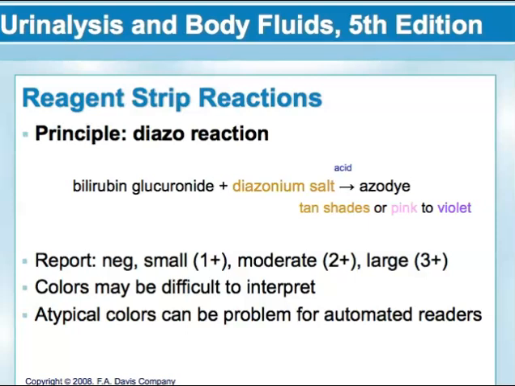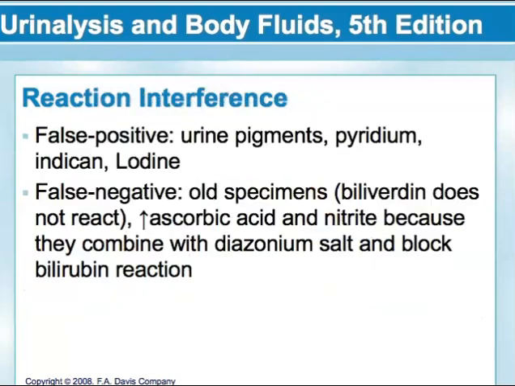Color reactions for bilirubin are more difficult to interpret than other reagent strip reactions and are also easily influenced by pigments present in the urine. So some reaction interference, false positive, could be due to urine pigments, especially the bright yellow, orange urines that result from a person who is taking azo. The color in these urines can sometimes be mistaken for bilirubin on initial observation. Also, the medication Lodine, which is an anti-inflammatory, can cause false positives.